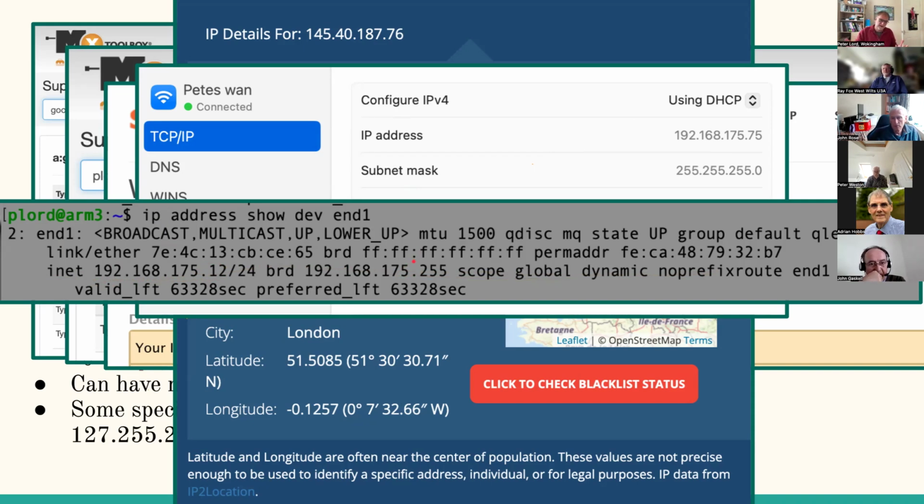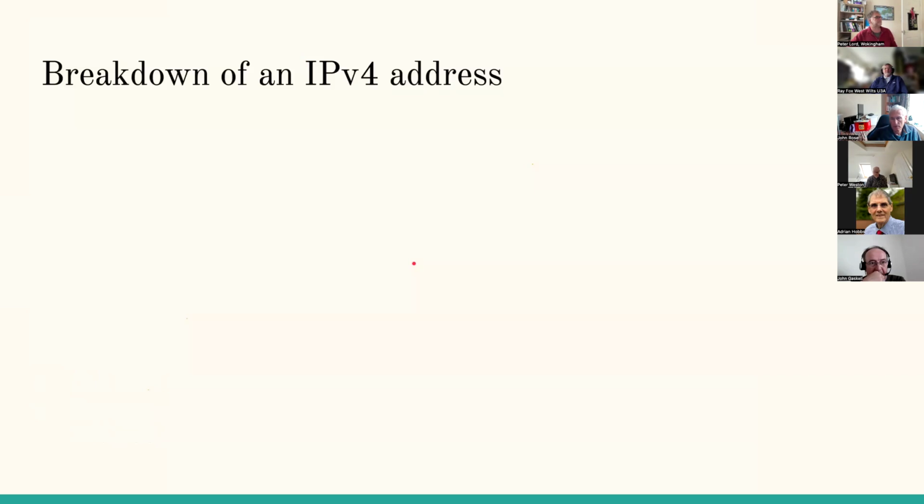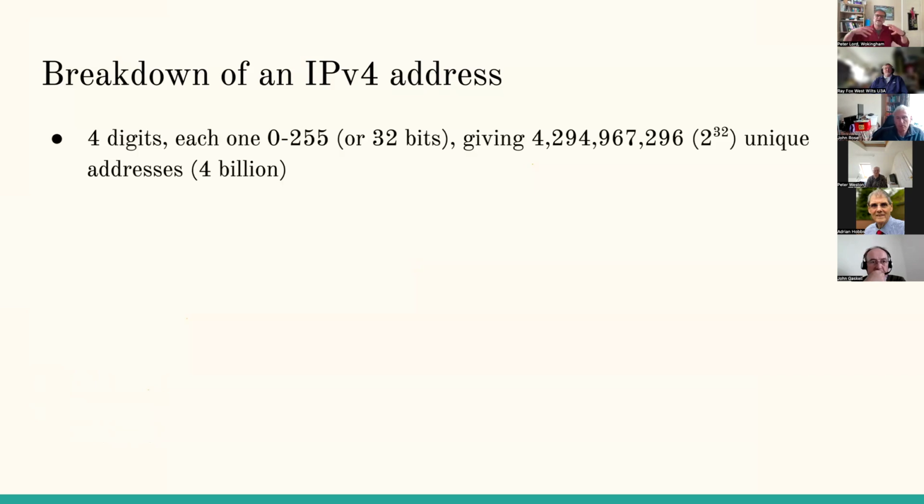So every device on your network has got an IPv4 address. Let's dig in a little bit at what an IPv4 address looks like. As I mentioned before, there are 4 numbers, 0 to 255. So you can have 0.0.0.0 all the way up to 255.255.255.255. And that gives us 4 billion unique addresses.